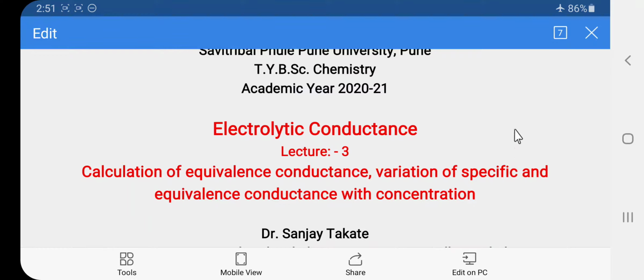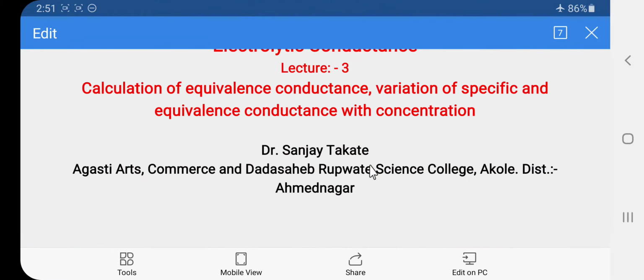So in this lecture we are going to discuss calculation of the equivalence conductance, variation of the specific and equivalence conductance with the concentration. So here the calculation of the equivalence conductance. All of you know that the equivalence conductance is the conductance of the volume of the solution containing 1 gram equivalent of the electrolyte, which is placed between the two electrodes which are generally 1 centimeter apart from each other.